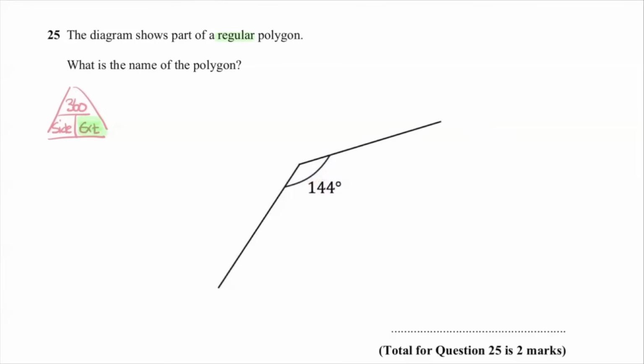The exterior sits on a straight line. So all I need to do here is 180, take away 144, which is 36 degrees. And then I take the 360, divide it by 36, and I've got 10. I'm being asked the name of the polygon, so it's a decagon, for a 10-sided shape.